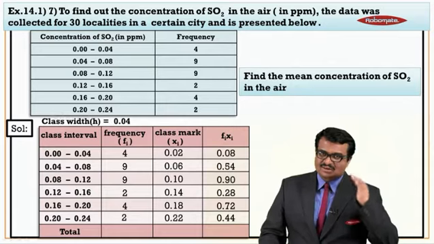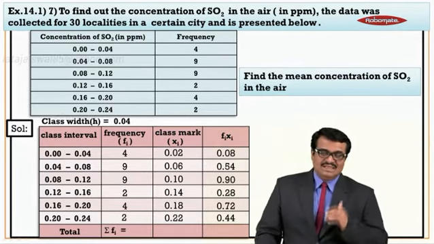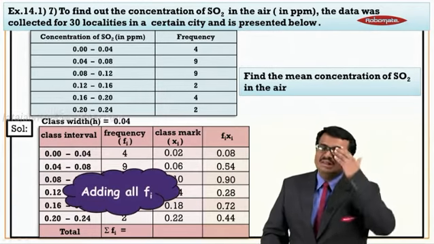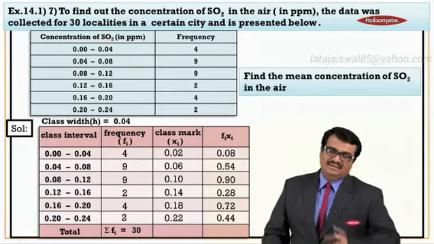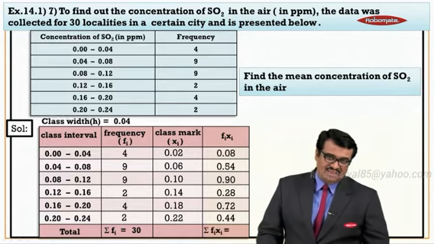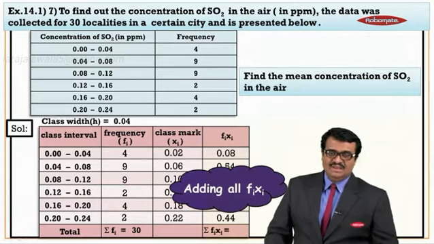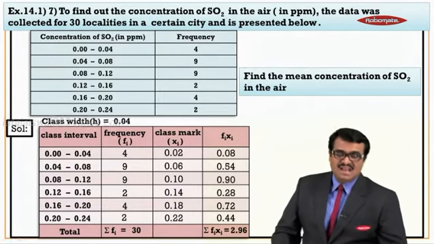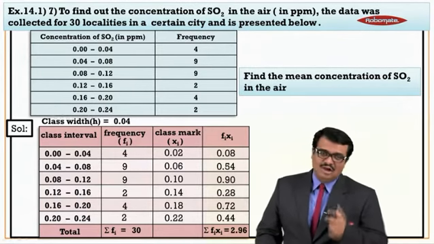After finding all these columns, now we have to find sum of Fi. How will you find sum of Fi? Sum of Fi will be obtained by adding all the frequencies, all the Fi. If you add all the Fi, how much do you get? You get 30. And one more sum you have to calculate, that is sum of Fi Xi. And sum of Fi Xi, how are you going to get? By adding all the Fi Xi. So if you add all the Fi Xi, how much will you get? 2.96.